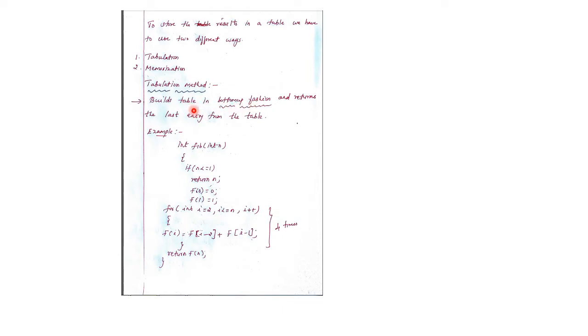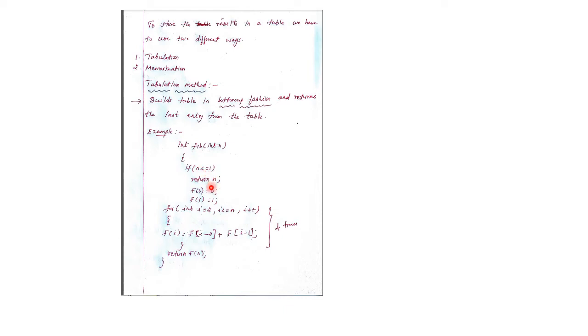The tabulation method is based on the bottom-up approach. It will build a table in bottom-up fashion and return the last entry from the table. Let us see an example for the tabulation method. We will take the Fibonacci series as an example.